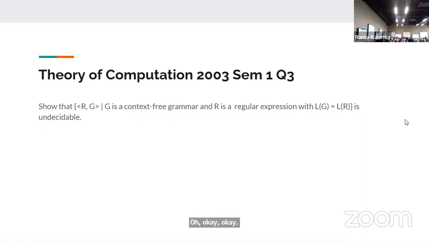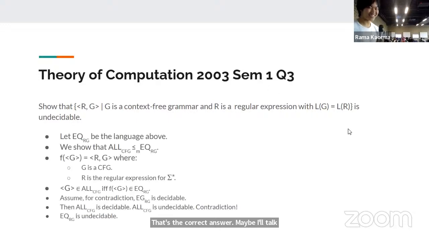Thanks. All right, so that's the correct answer. Maybe I'll talk about the concern. So we'll just name this language EQRG. And ALL CFG is the CFG universality problem. If you recall from the tutorials, ALL CFG is asking, given a CFG, does it generate all strings, sigma star, Kleene star? We said that was undecidable, so you can use that as a target undecidable language. So ALL CFG universality is mapping reducible to this language.